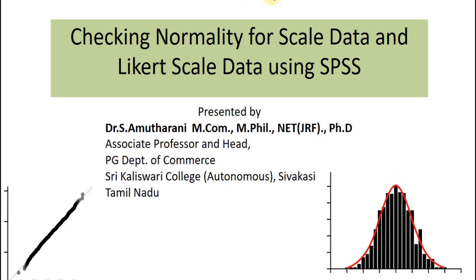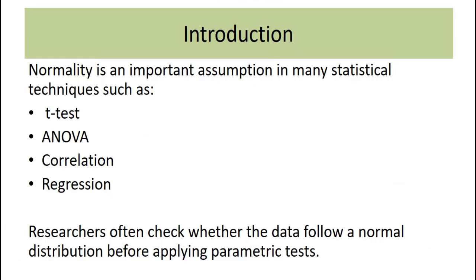In this video, I will explain how to check normality for scale data and Likert scale data using SPSS. Before designing the statistical tool, first we have to check whether the data is normally distributed or not. If the data is normally distributed, we can use any one of the parametric tests like t-test, ANOVA, correlation, regression. If the data is not normally distributed, we have to move towards non-parametric tests.